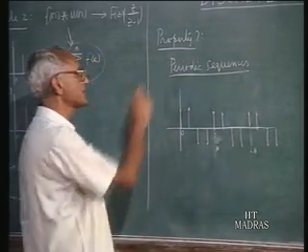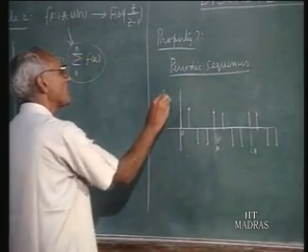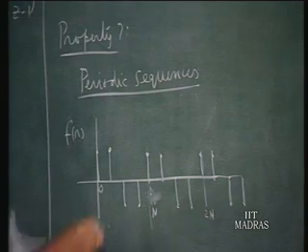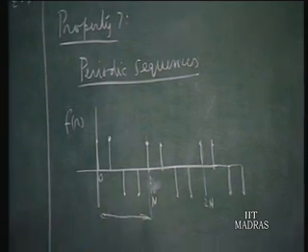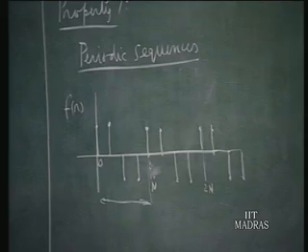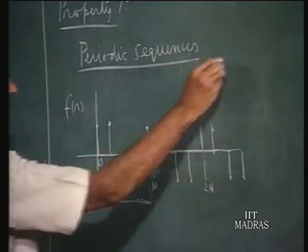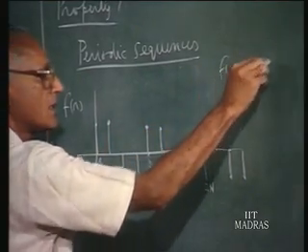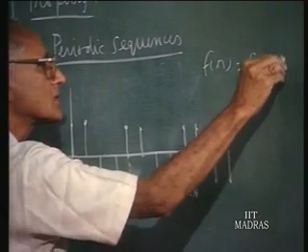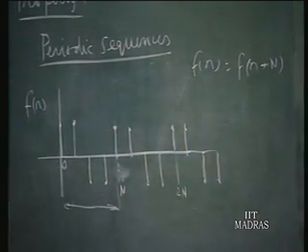Suppose we have a periodic sequence, f(n), which repeats itself every N sampling instances. So in other words, f(n) is equal to f(n plus N) for all values of n.